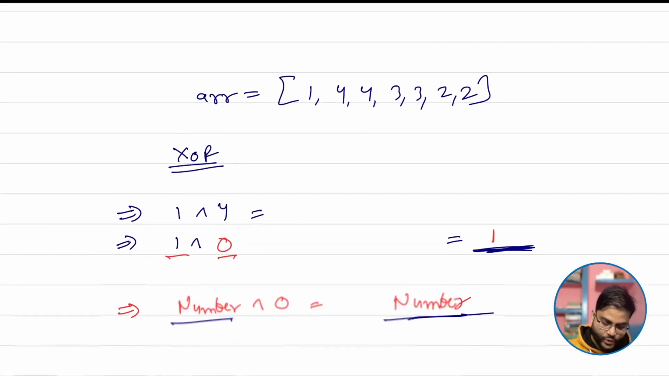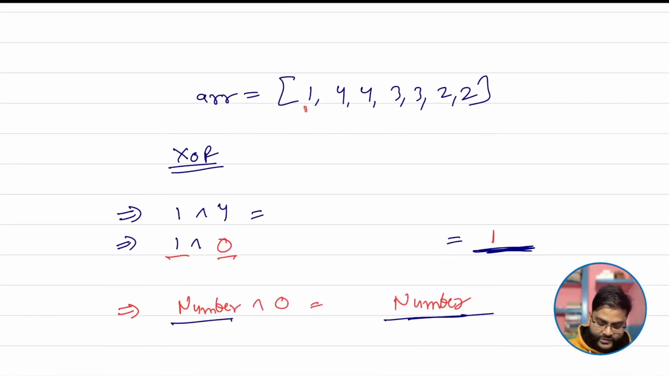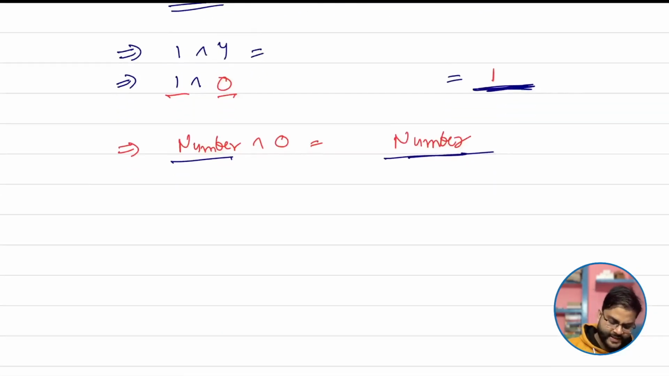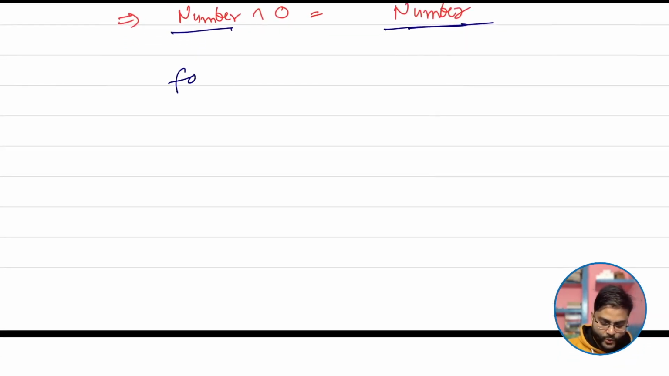Okay, so what I need to do is just XOR all the numbers, all the elements in our array. This will cancel out each other, this will cancel out each other, this will cancel out each other, and the remaining will be our single number. So it is very simple, right? We need to do only one pass.